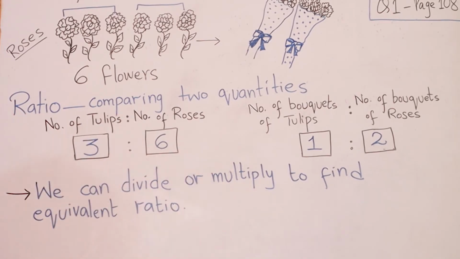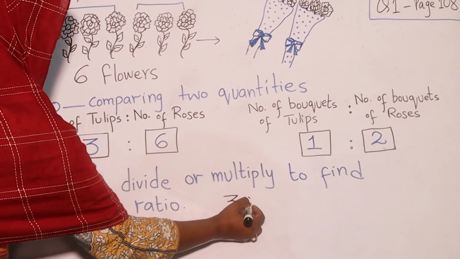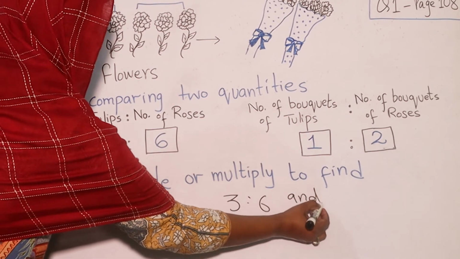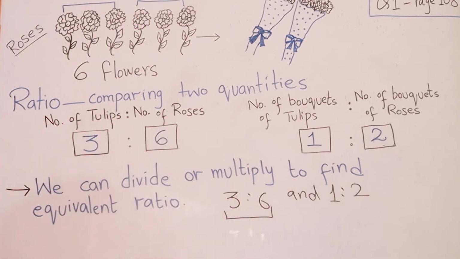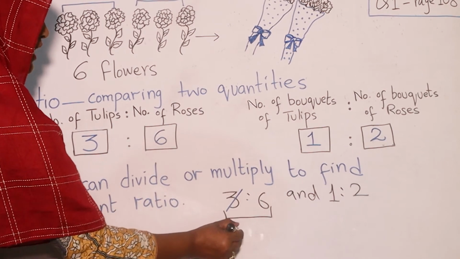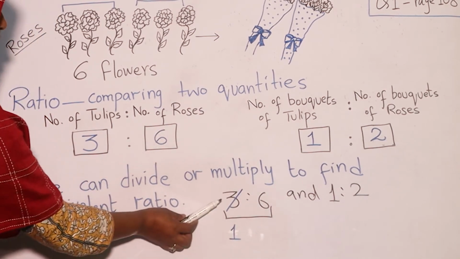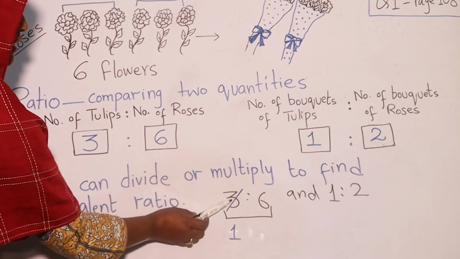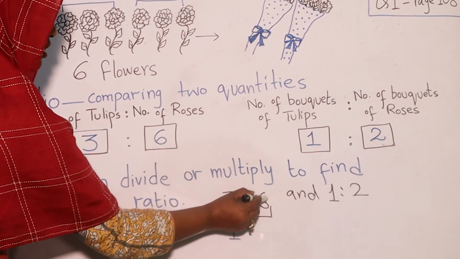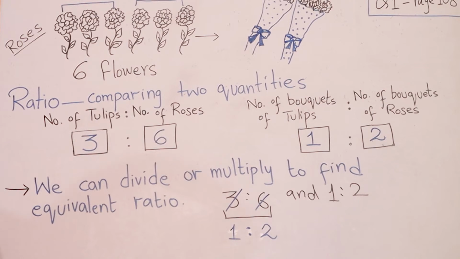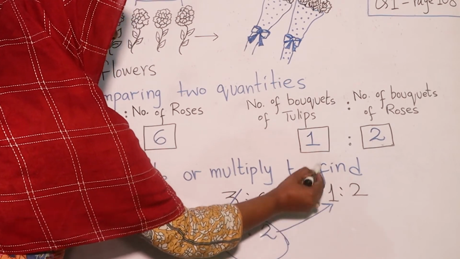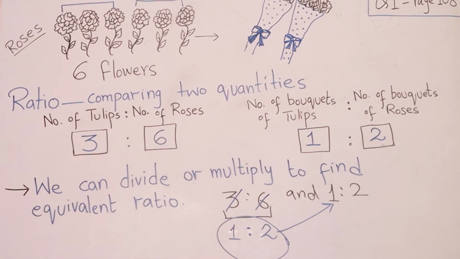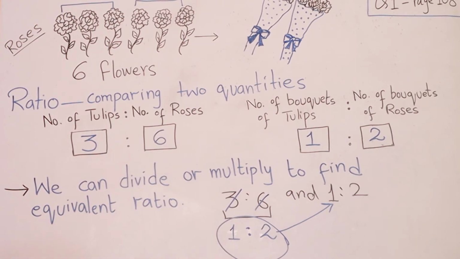Now we have 2 ratios, 3:6 and 1:2. You can see that if we write the simplest form of 3:6, that is, we divide it by a common factor which is 3, we get 3 divided by 3 is 1, and 6 divided by 3 is 2. So we get 1:2, which is the same as the number of bouquets of tulips to the number of bouquets of roses.